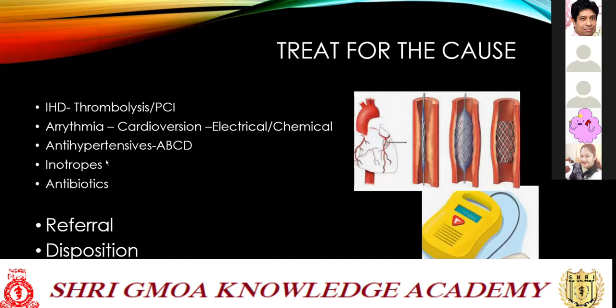Inotropes are very important. As I mentioned earlier, it's a problem with the muscles, stretchability is reduced. So what you can do is start positive inotropes like dobutamine for these patients. The problem with inotropy is that it will increase your heart rate and oxygen consumption. So try to give it in minimum doses. But in case of myocarditis, we have to start inotropes and be careful with the medications and fluid. Antibiotics: sometimes in sepsis, there may be a cytotoxic effect on the heart. So in that case, yes, you need to start antibiotics as well.